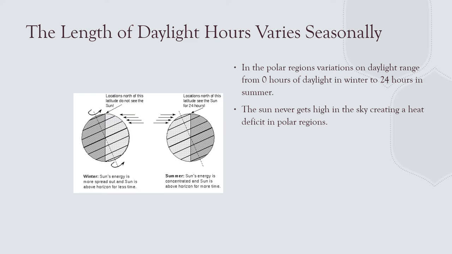So length of days or daylight varies seasonally due to this axial tilt and Earth's trip around the sun as well.